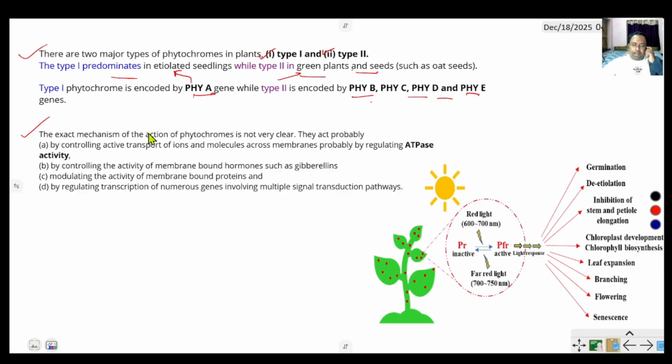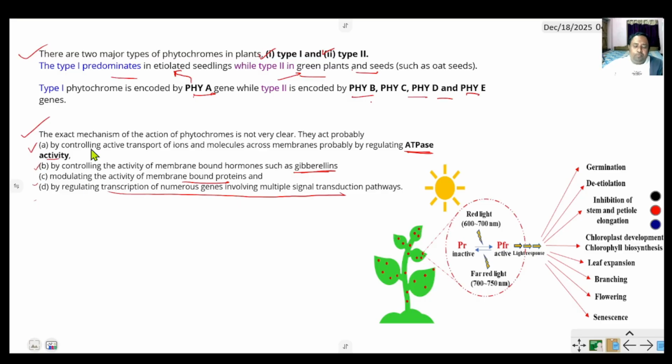The mechanism of action of phytochrome is not clearly known, but it may act through ATPase activity, by controlling the activity of the membrane-bound hormone gibberellin, and modulating the activity of membrane-bound proteins. Or it may act by regulating transcription of numerous genes involving multiple signal transduction pathways. All these are the mechanisms of action of phytochromes.